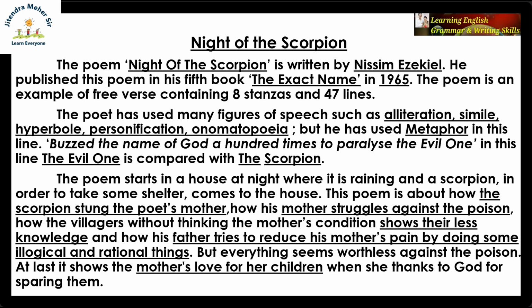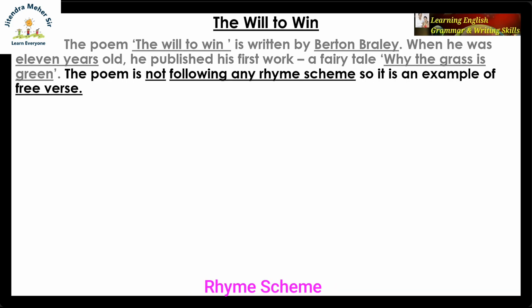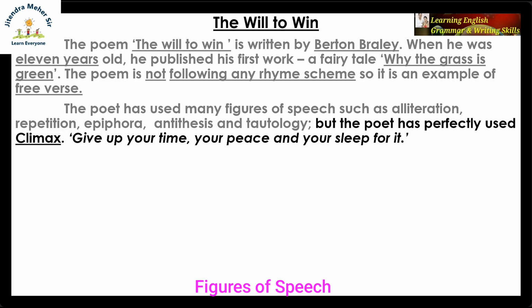Here we have done this 5th poem, The Night of the Scorpion, appreciation. Next poem, 6th poem, The Will to Win. The poem The Will to Win is written by Burton Braley. When he was 11 years old, he published his work, a fairy tale, Why the Grass is Green. The poem is not following any rhyme scheme, so it is an example of free verse. The poet has used many figures of speech such as alliteration, repetition, epiphora, antithesis, and tautology. But the poet has perfectly used climax.